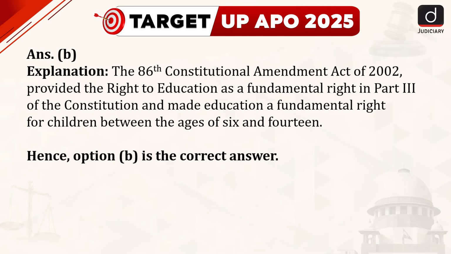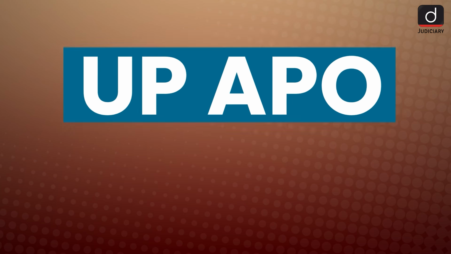The 86th Constitutional Amendment Act of 2002 provided the right to education as a fundamental right in Part 3 of the Constitution and made education a fundamental right for children between the ages of 6 and 14. So the correct answer is option B.